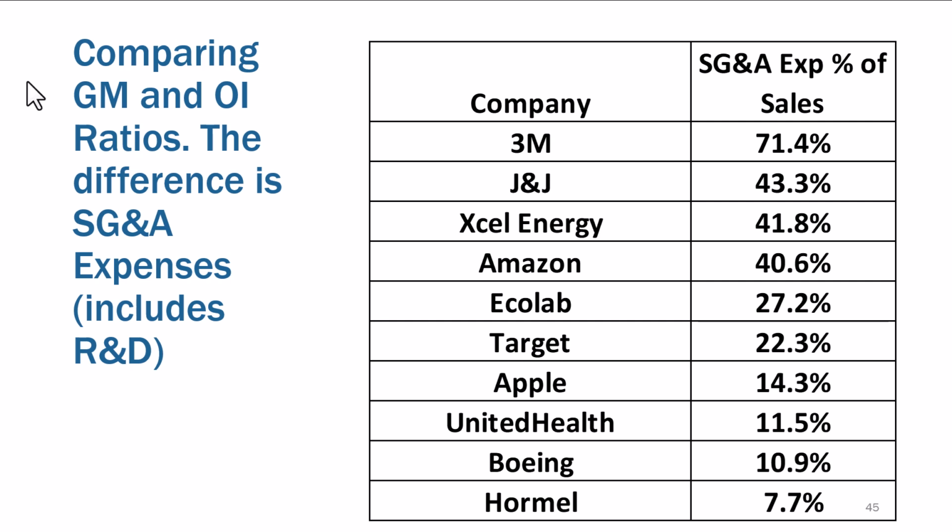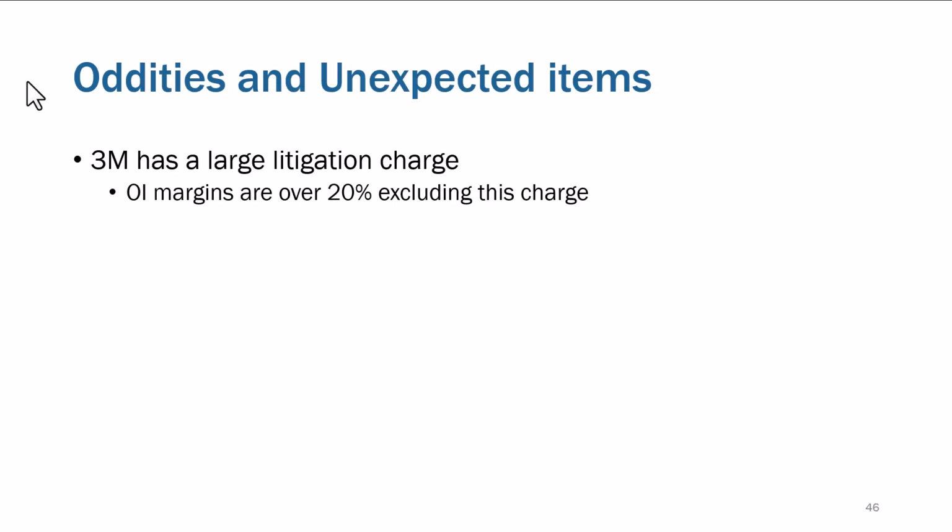Now you see something down there like Hormel at the bottom. They don't have a lot of selling general and administrative expenses. Not seeing Hormel with a lot of new product development, not a lot of research and development, not a lot of marketing. Right. And then Apple at 14%, that's pretty low compared to most companies, as you can see. SG&A expenses. They certainly do have product development and selling expenses and administrative expenses, but compared to sales, they're a lot lower. And I made the comment already about 3M with their large litigation charge, and their operating income margins would have been over 20%, excluding that charge.